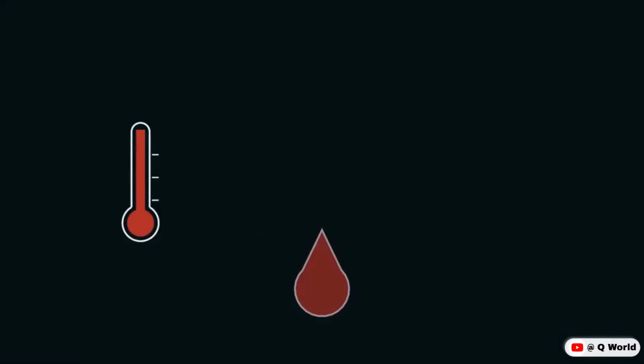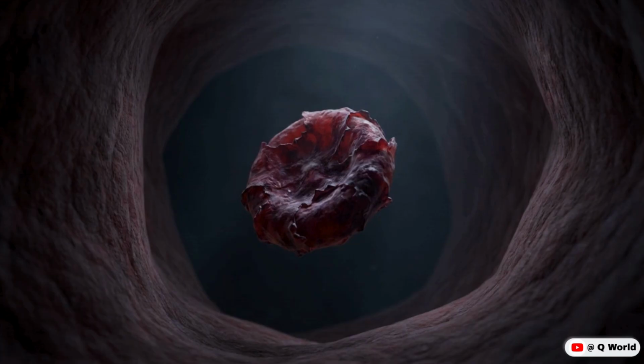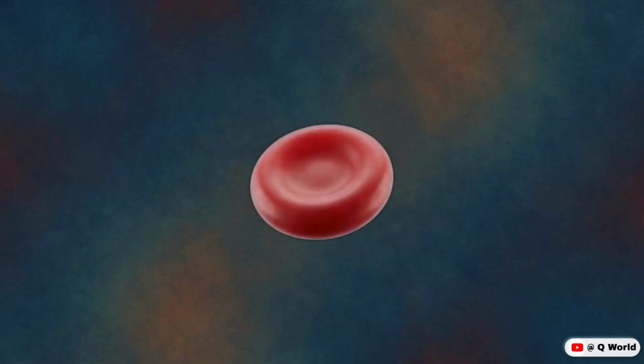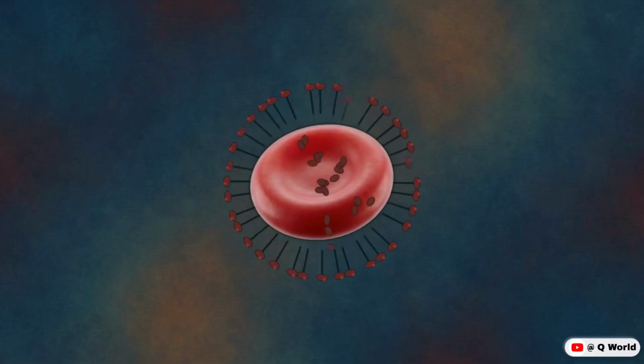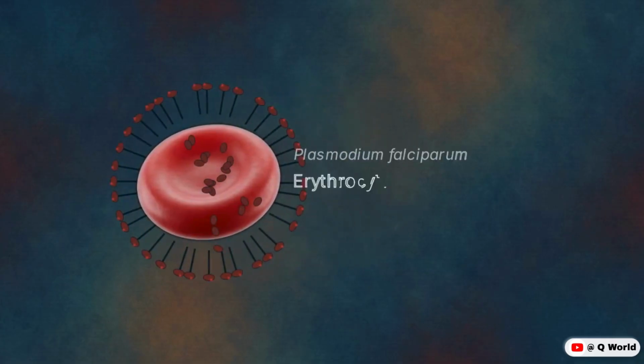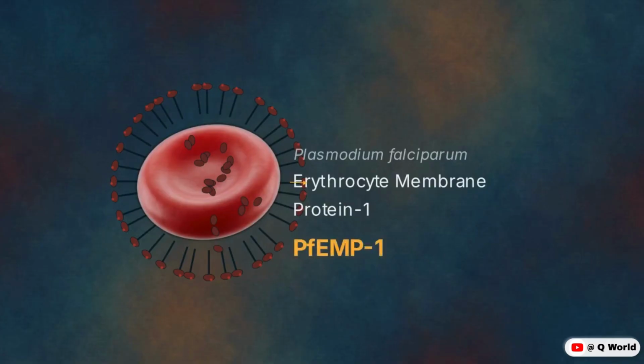The classic clinical triad of fever, anemia, and an enlarged spleen are the direct macroscopic alarm bells signaling these synchronized microscopic explosions. Plasmodium falciparum has evolved a mechanism to avoid the spleen entirely, making it uniquely lethal. Once inside the red blood cell, this species forces the cell to express a specialized antigen on its surface called Plasmodium falciparum erythrocyte membrane protein 1, or PFEMP1.